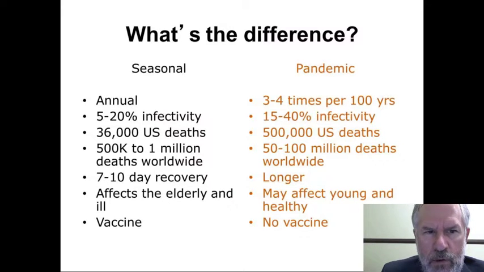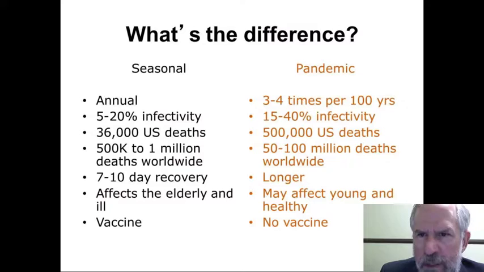So what is the major difference then between seasonal flu strains and pandemic strains? Seasonal strains occur on an annual basis by definition. They have infectivity rates in somewhat lower ranges, 5 to 20%. They may cause thousands or tens of thousands of deaths in the U.S. They may cause 500,000 to 1 million deaths worldwide. Usually have a 7 to 10 day period of recovery after infection and will affect the elderly and individuals with underlying illness more severely.